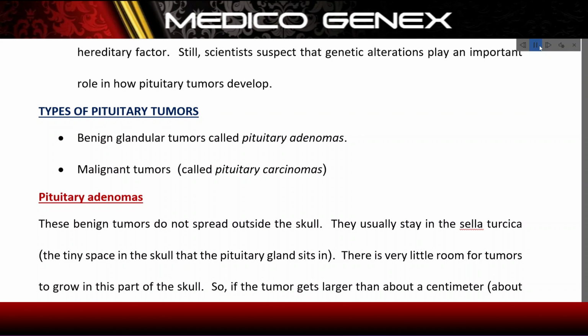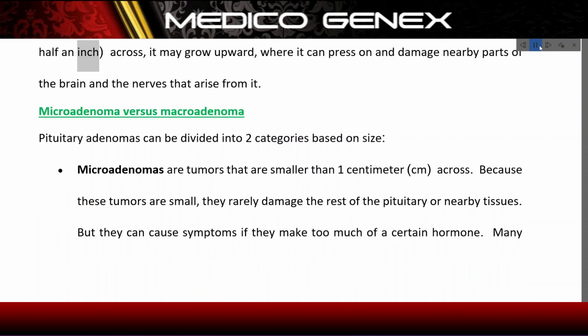Pituitary adenomas. These benign tumors do not spread outside the skull. They usually stay in the sella turcica, the tiny space in the skull that the pituitary gland sits in. There is very little room for tumors to grow in this part of the skull. So, if the tumor gets larger than about a centimeter, about half an inch, across, it may grow upward, where it can press on and damage nearby parts of the brain and the nerves that arise from it.